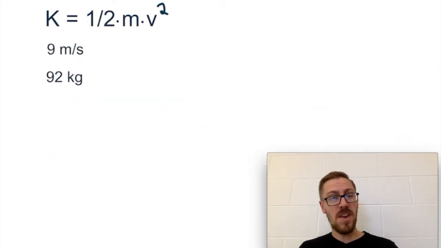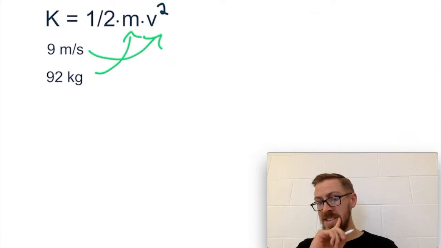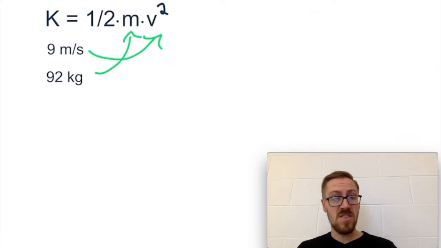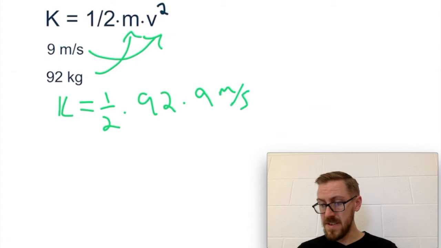We're going to start with another example involving velocity and mass. This 9 goes in for velocity because it's meters per second. This 92 goes in for mass because it's kilograms. And so we just plug this back into our equation. K equals 1/2 times 92 times 9 meters per second.